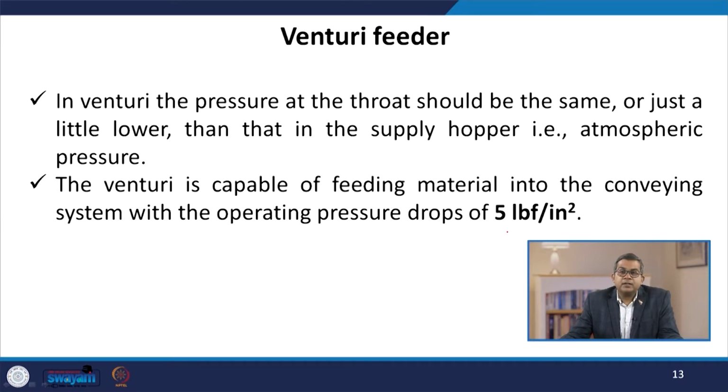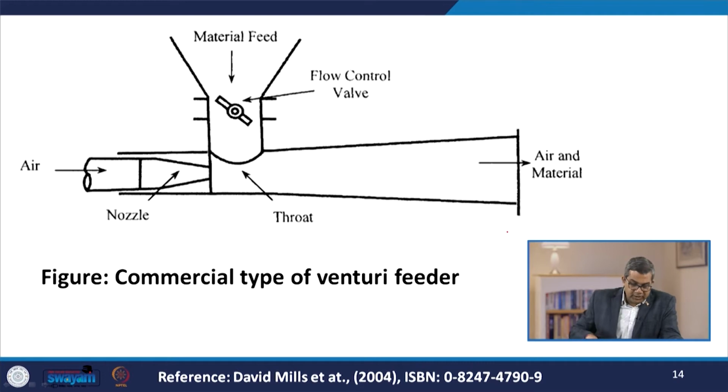In a Venturi, the pressure at the throat should be the same or just a little lower than that in the supply hopper, that is atmospheric pressure. The Venturi is capable of feeding material into the conveying system with operating pressure drops down to 5 pounds force per square inch. Now here you see this is the commercial type of Venturi feeder.